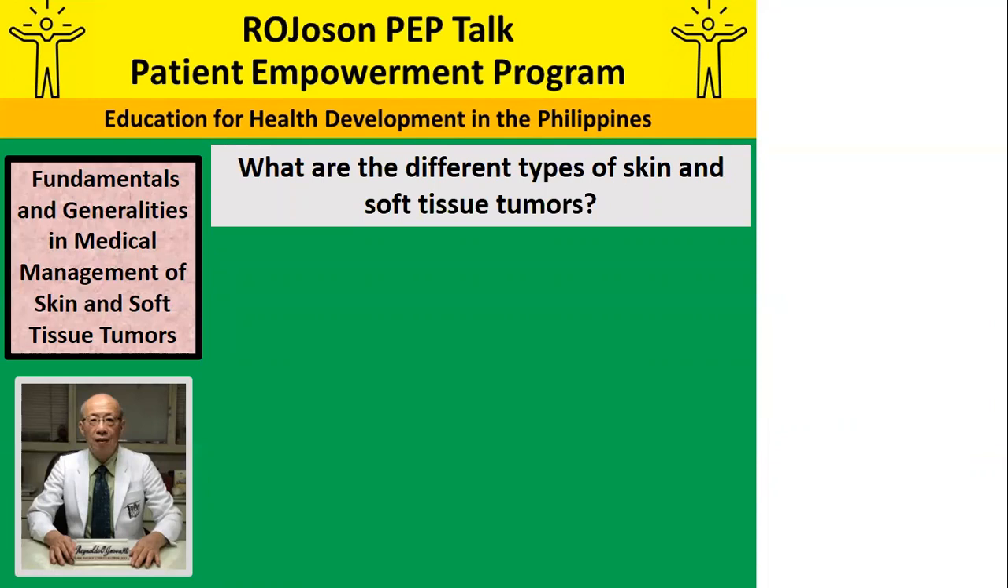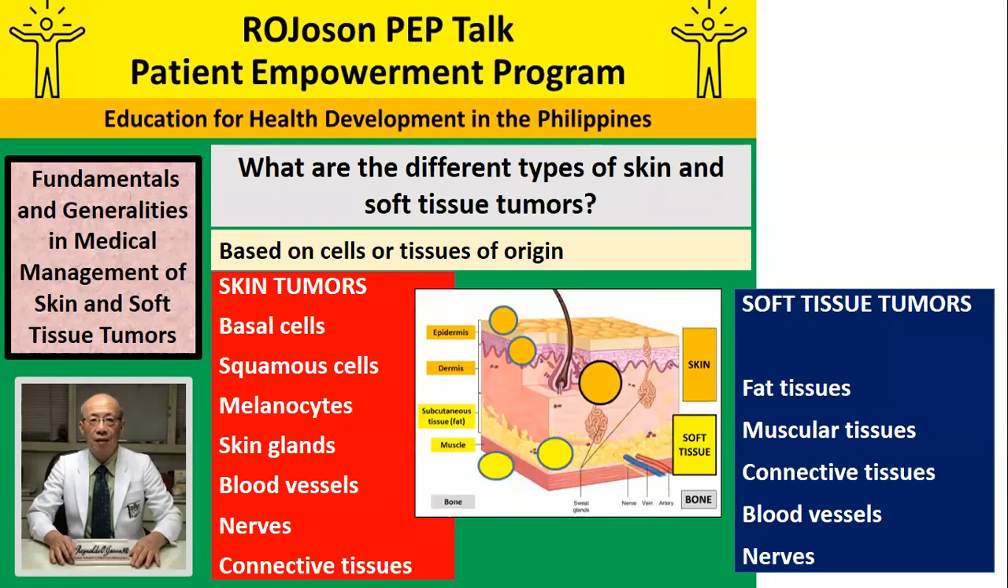Let's now go to the next topic. What are the different types of skin and soft tissue tumors? Based on the cells or tissues of origin, skin tumors can arise from basal cells, squamous cells, melanocytes, skin glands, blood vessels, nerves, and connective tissues located on the skin. And soft tissue tumors can arise from the fat tissues, muscular tissues, connective tissues, and blood vessels and nerves.